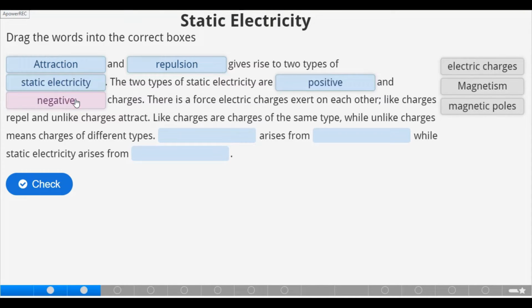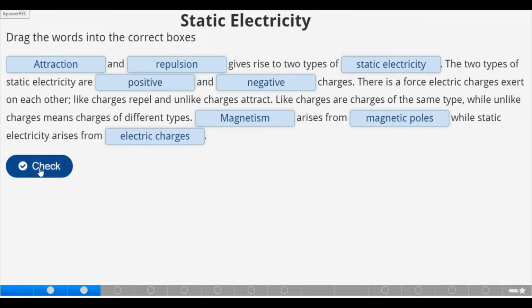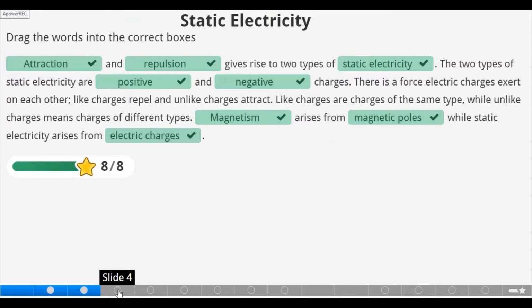There is a force electric charges exert on each other. Like charges repel and unlike charges attract. Like charges are charges of the same type, while unlike charges means charges of different types. Magnetism arises from magnetic poles, while static electricity arises from electric charges. Let's check. That is it.